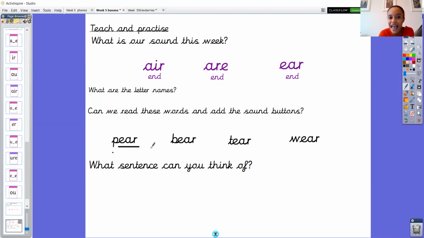Now we had to look at pair yesterday, didn't we, with this sound, and that was a pair, like a pair of socks. This pair is like a pear that you eat. Okay, next one we've got, oh, we didn't use our robot arm. Should we use them for pear? 1, 2, 3. Air, pear. Brilliant.